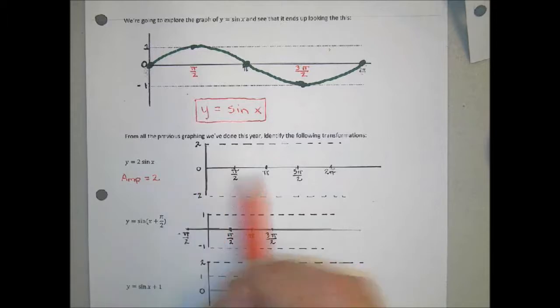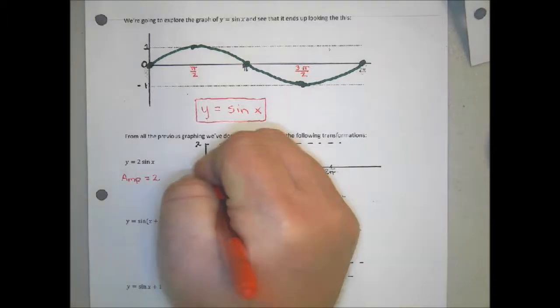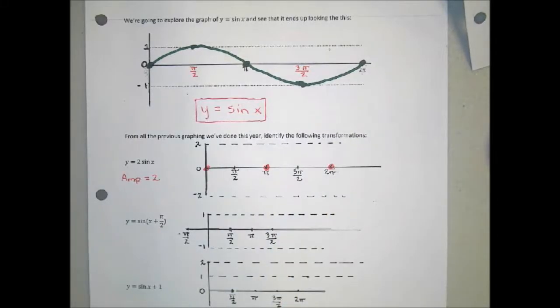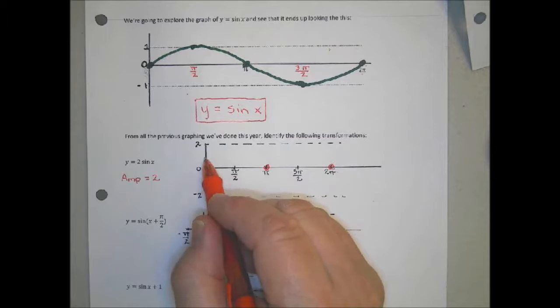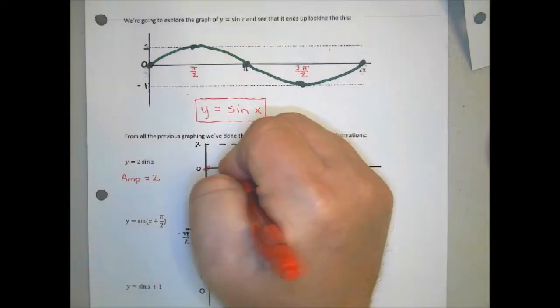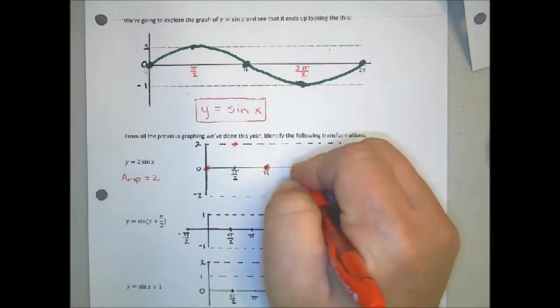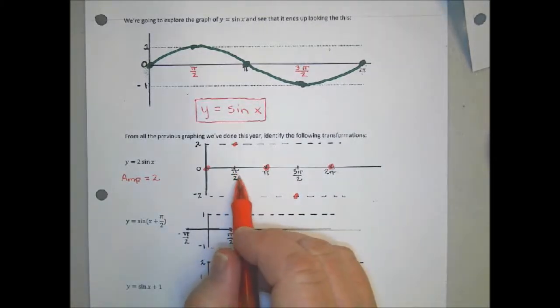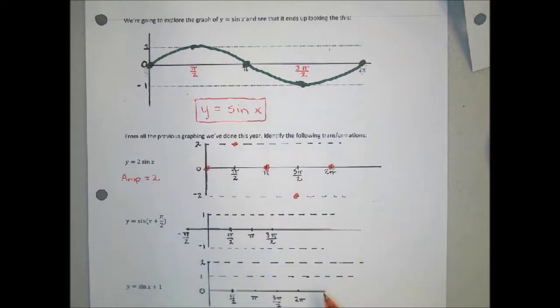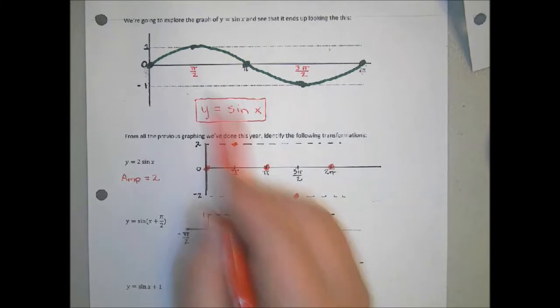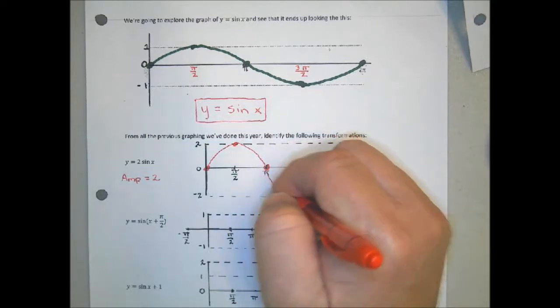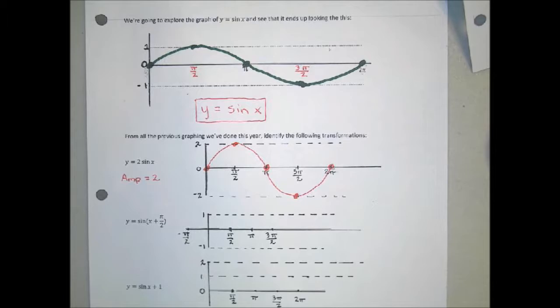I'm going to use my same 3 zero points. There's a 0 right there, there's a 0 right there, and there's a 0 right there. But instead of going up to 1 and down to negative 1, we're going to go all the way up to 2, and we're going to go all the way down to negative 2 at these values of x, pi over 2 and 3 pi over 2. Other than that, the graph is pretty much the exact same thing as this graph. So we make it, and there it is. There's y equals 2 sine x.